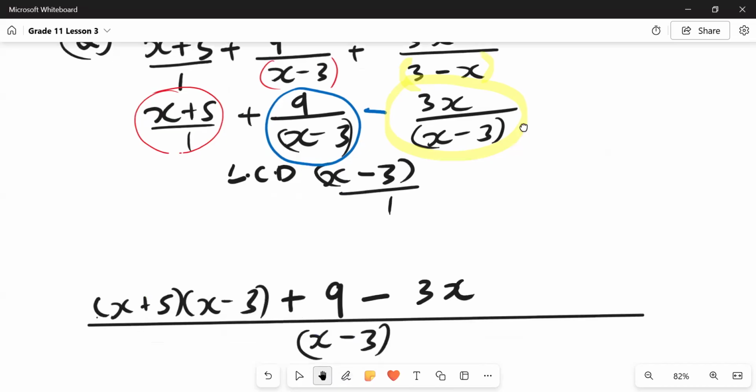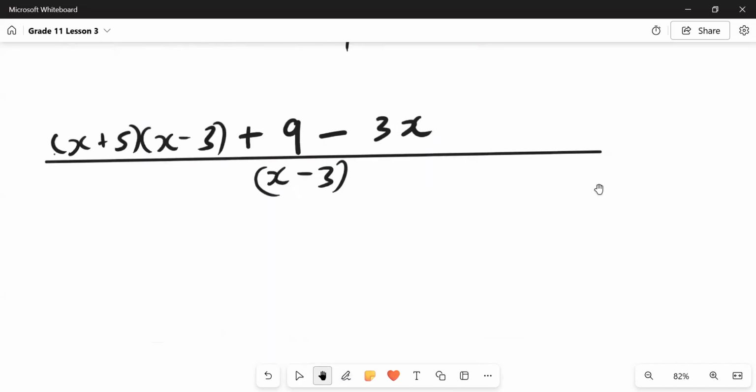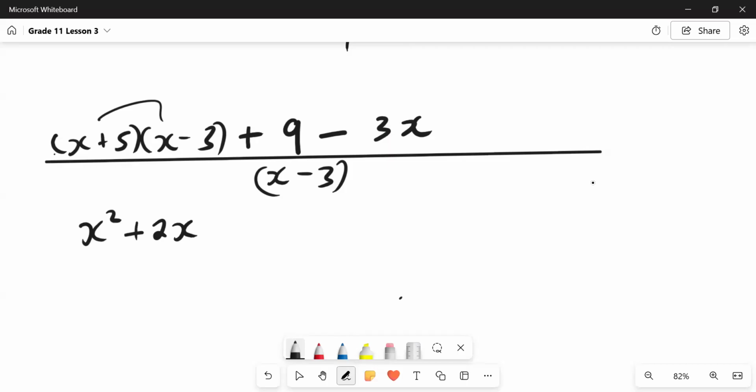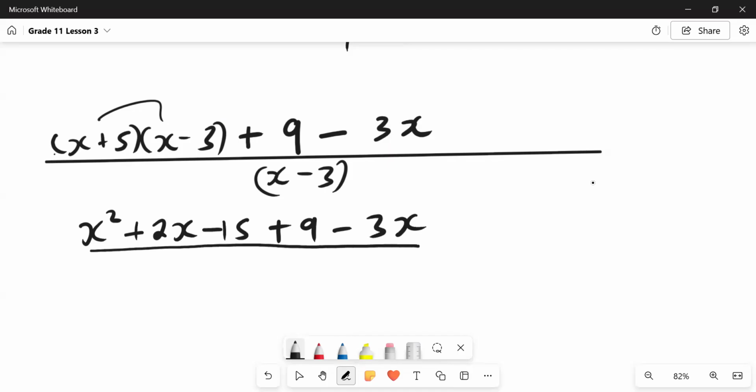Now we just need to simplify the fraction. So going back to grade 10, you just apply the FOIL method here, right? So this is x squared plus 2x minus 15 when we apply the FOIL method. And then drop down plus 9 minus 3x there. And we have our x minus 3, right? That's a bit clumsy. Let me try write it properly. Now it's perfect and proper.